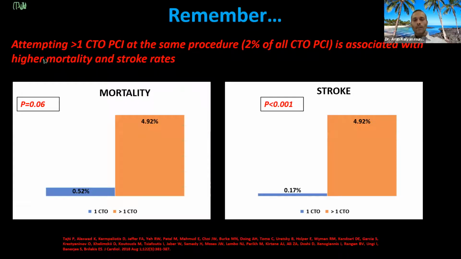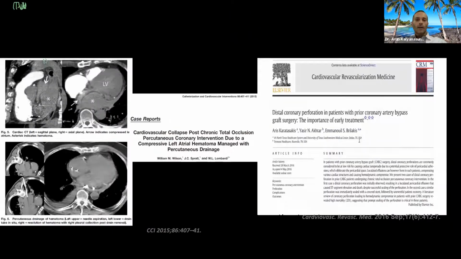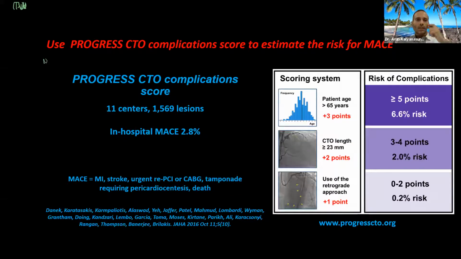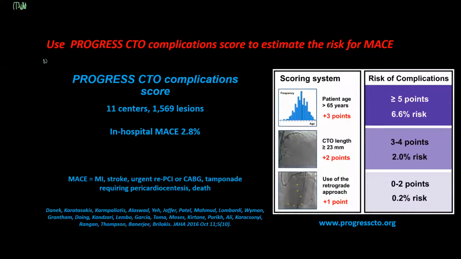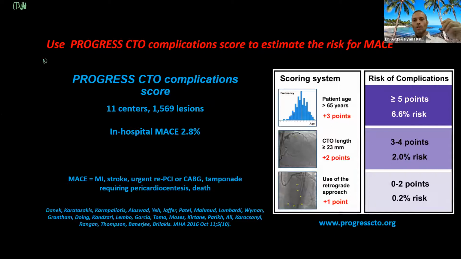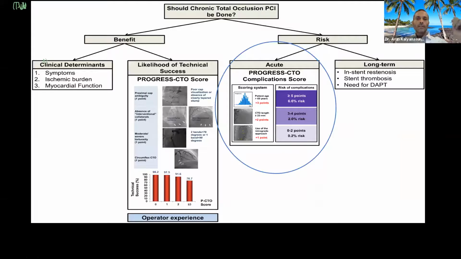Again, probably not appropriate for the audience. You definitely don't want to do more than one CTO at the same setting. And if you are dealing with a post-bypass patient, you really want to know that perfs here are going to put you at a much higher risk. Again, the PROGRESS CTO score does tell you not only your likelihood of success, but also your risk of complications: older patients, long lesions, retrograde, all right?